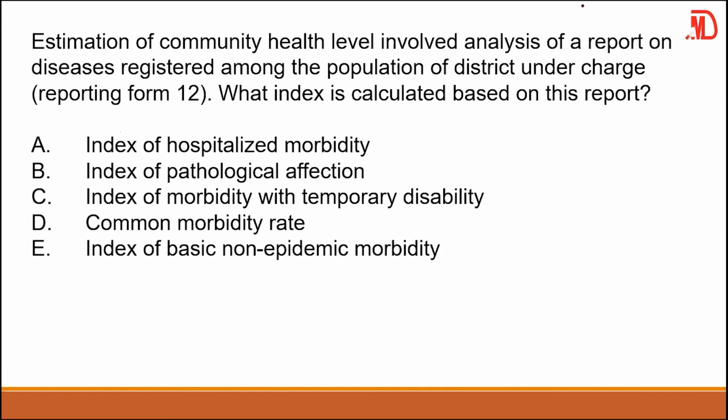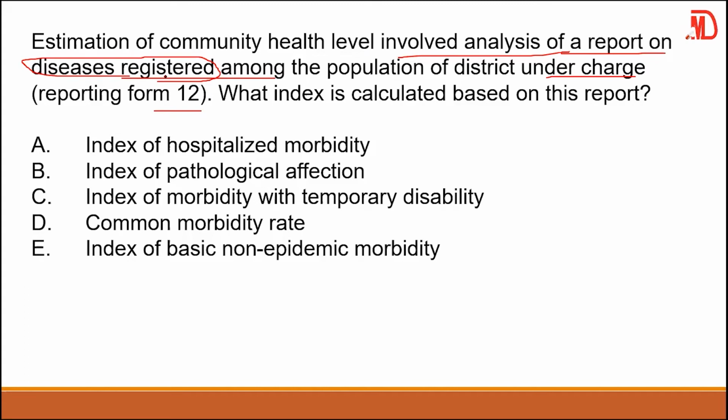Estimation of community health level involves analysis of a report on diseases registered among the population of a district under charge, reporting form 12. What index is calculated based on this report? Let me read the question again. I'm getting confused myself. Okay, so we're talking about analysis of a report on diseases registered among a population.